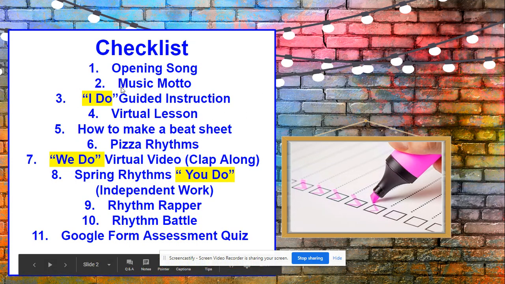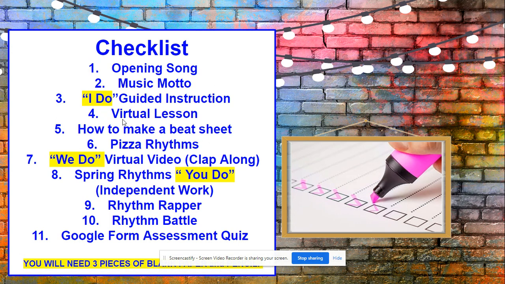The checklist will have the opening song, the music motto, I do, guided instruction, a virtual lesson, how to make a beat sheet, pizza rhythms. The we do is what we're going to do together, which will be the virtual clap along. And then spring rhythms is a you do assignment. That means that's something that you're going to do independently on your own. Then you're going to try to be a rhythm rapper, and then you're going to do a rhythm battle, maybe kind of compete with someone in your house. And last but not least, don't forget your Google form assessment and quiz at the very end of today's lesson.